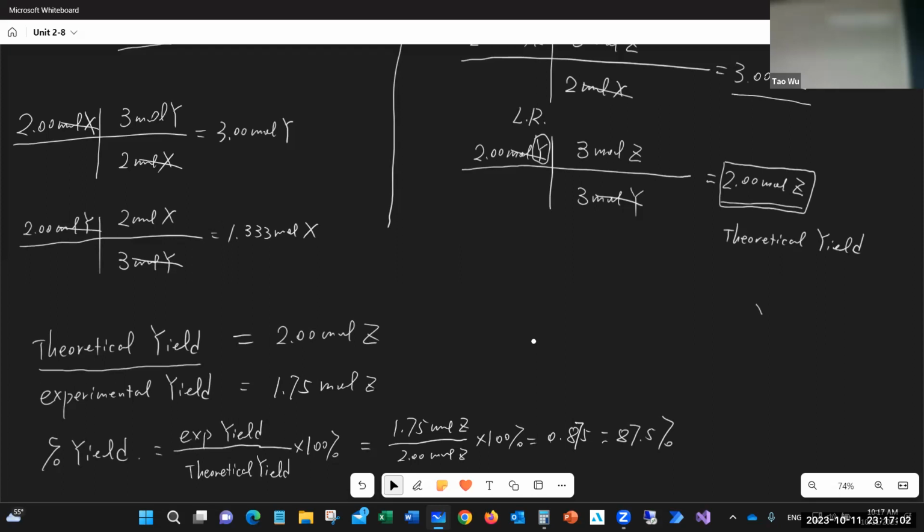Because 2 moles of oxygen will produce a 3 positions. So in the outside was 2, so that would be 2. Okay.